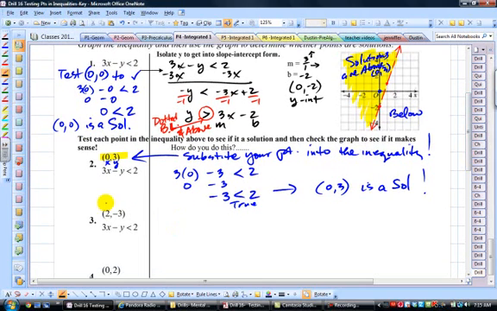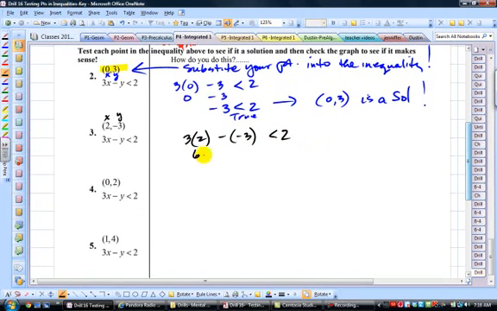So let's do the other one here. I know that x is 2 and y is negative 3. So 3 times x, 2, minus a negative 3, because y is negative 3. Is that less than 2? I don't know, so let's find out. 6 plus 3, got to add the opposite. Is 9 less than 2? This is obviously a false statement. 9 is not less than 2. So 2, negative 3 is not a solution.